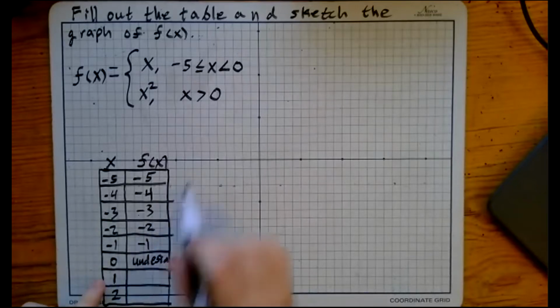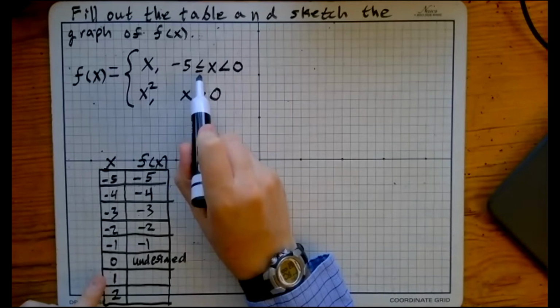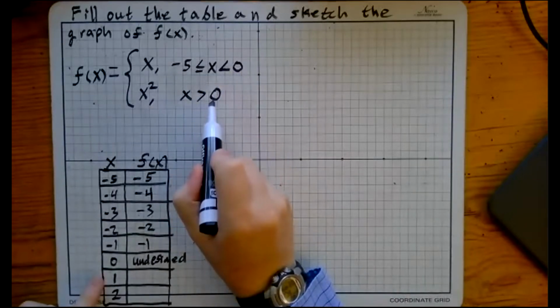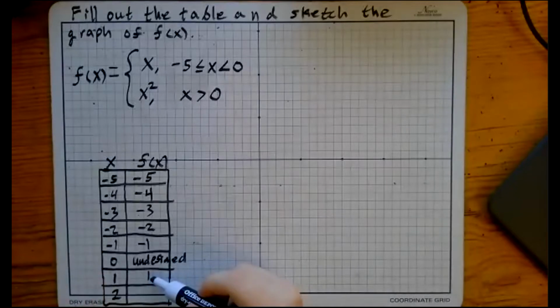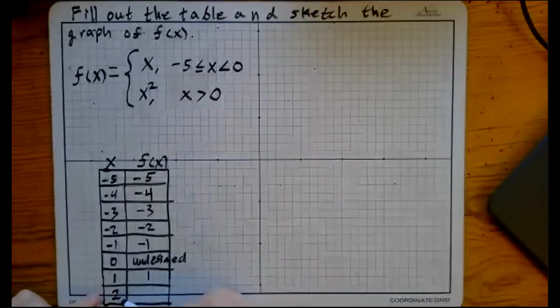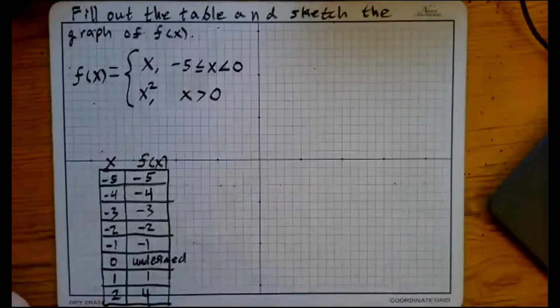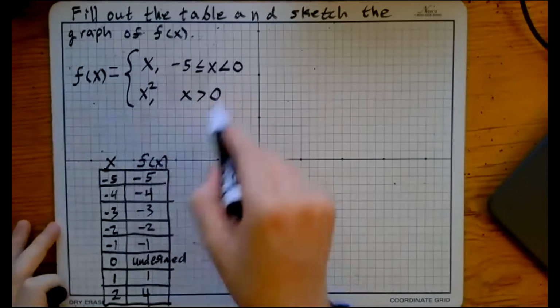All right, now let's plug in 1. Which rule does 1 use? Well, negative 5 is less than 1, but 1 is not less than 0, so we won't be using this rule. But 1 is greater than 0, so we'll be using this rule. 1 squared is 1. Now what about 2? 2 is greater than 0, so we'll use this rule. 2 squared is 4. And now we can make a sketch of our function. To be clear, we didn't necessarily need to do the table, but I figured the table would be a useful tool for helping us understand how all this works.